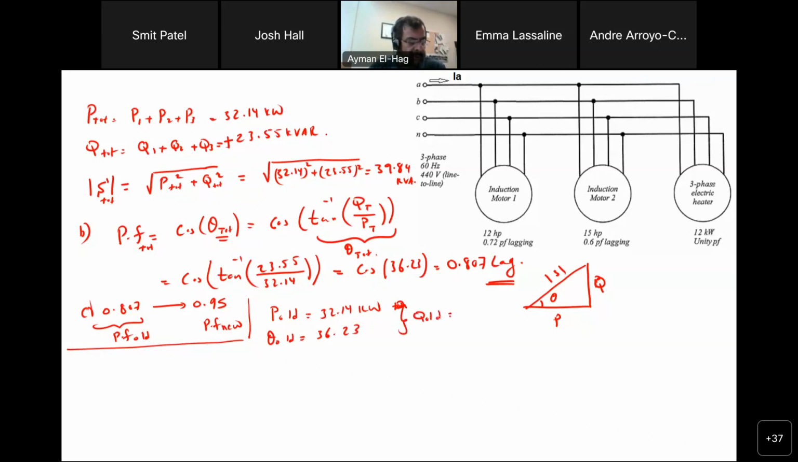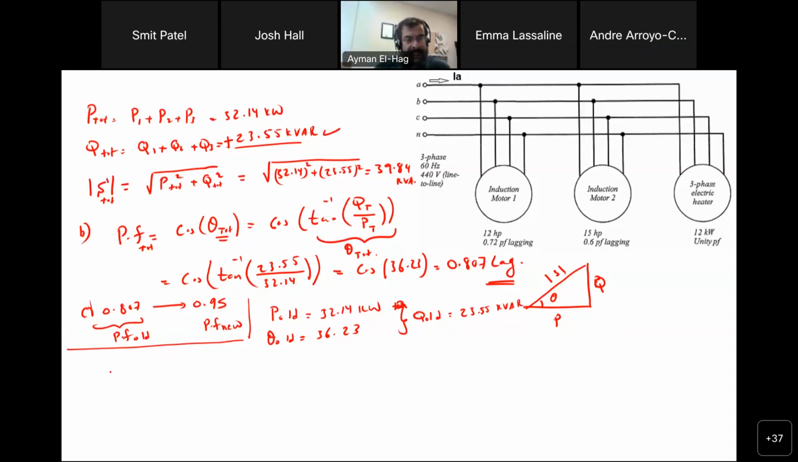Our Q old, I don't actually need to calculate for this because I already have it here. But in some questions, you don't know it, so you need to calculate that, which is P tan theta. But now I already calculated it in the previous step, so this is equal to 23.55 kVAR. So I know the P, the Q, and the theta before, and you always have to know this information.